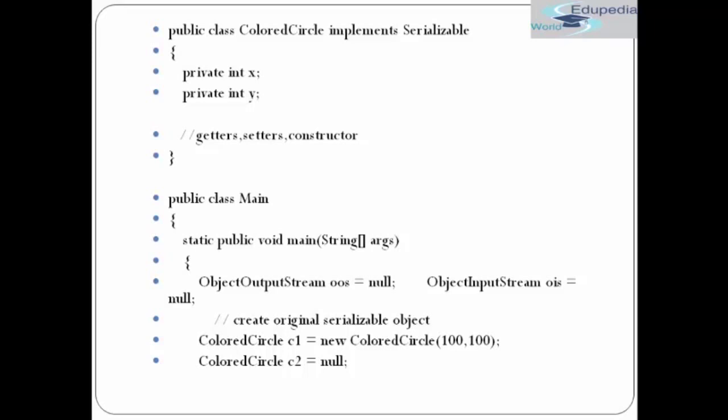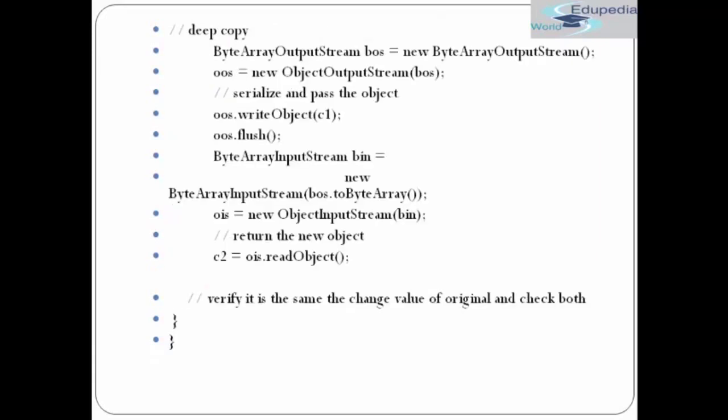and then let's assume we have getters, setters and a constructor over here. And then in the main method, we are actually doing ObjectOutputStream, creating the object of ObjectOutputStream and ObjectInputStream. And then we have created an object of ColoredCircle c1 and then c2 also, but we have assigned null to c2. After that, we are doing a deep copy using serialization. How are we doing it? You can see we have created an object of ByteArrayOutputStream, and we are passing that to our ObjectOutputStream.